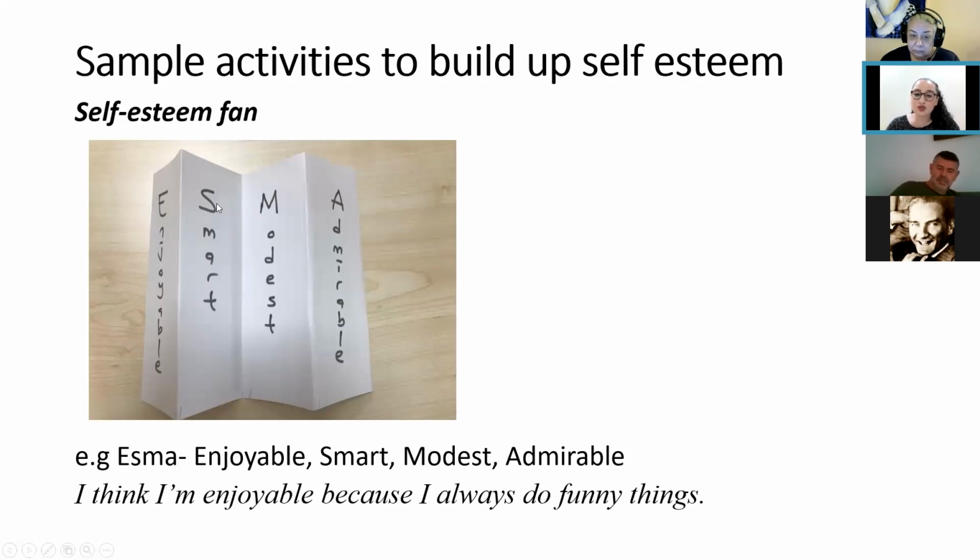They should find a positive adjective about themselves which starts with each letter. Like, for me, it's enjoyable, smart, modest, and admirable. Children can compare their fans and say why they have chosen these adjectives. For example, I think I'm enjoyable because I always do funny things.